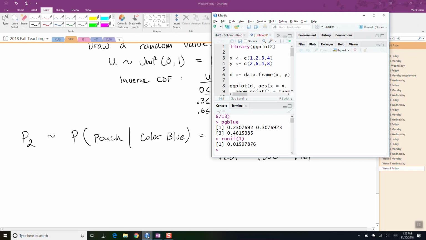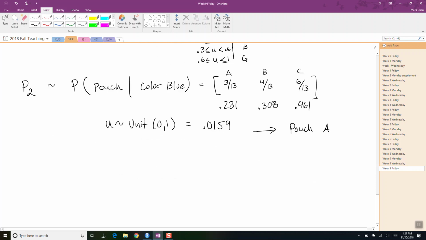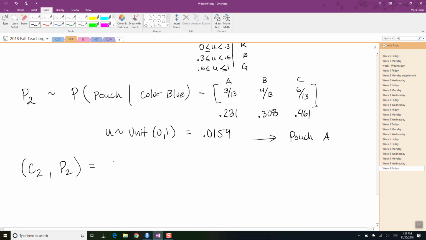Okay. All right. So then let's draw a random U, RUnif1, and I get 0.0159. Oh, that makes it easy. So U comes from UNIF01, and I get 0.0159. All right. And so this is going to correspond to A, right? So we're going to get pouch A. All right, so our next coordinate, color 2 and pouch 2, is going to be blue A.